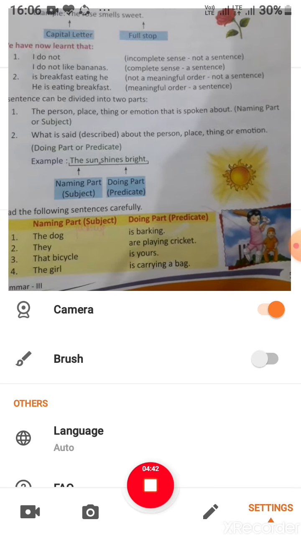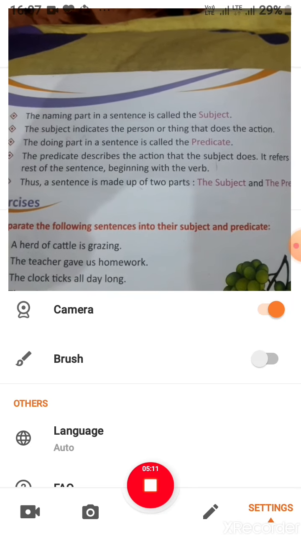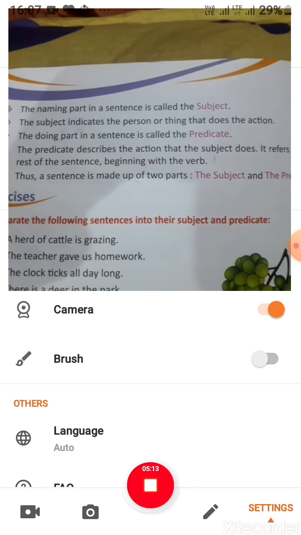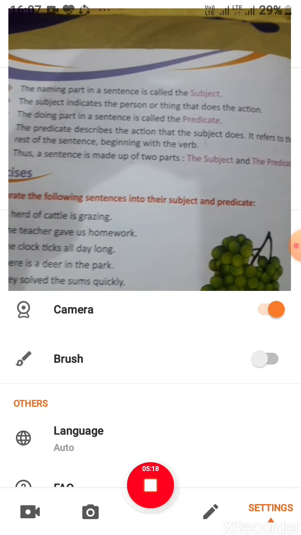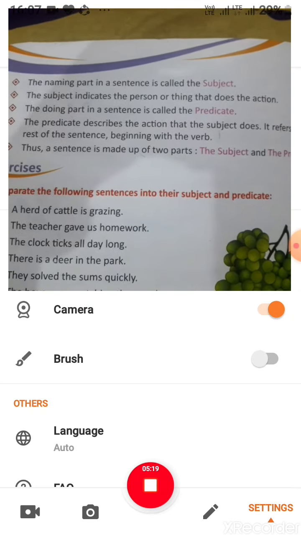See again, the naming part in a sentence is called the subject. The subject indicates the person or thing that does the action. It means the person or thing who performs any action is called the subject, and the doing part in a sentence is called the predicate. The predicate describes the action that the subject does. It refers to the rest of a sentence beginning with the verb. Thus, a sentence is made up of two parts, the subject and the predicate.